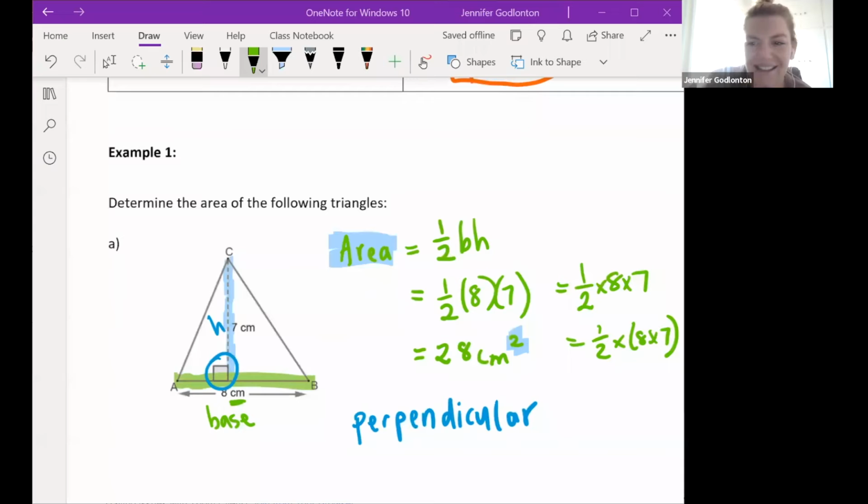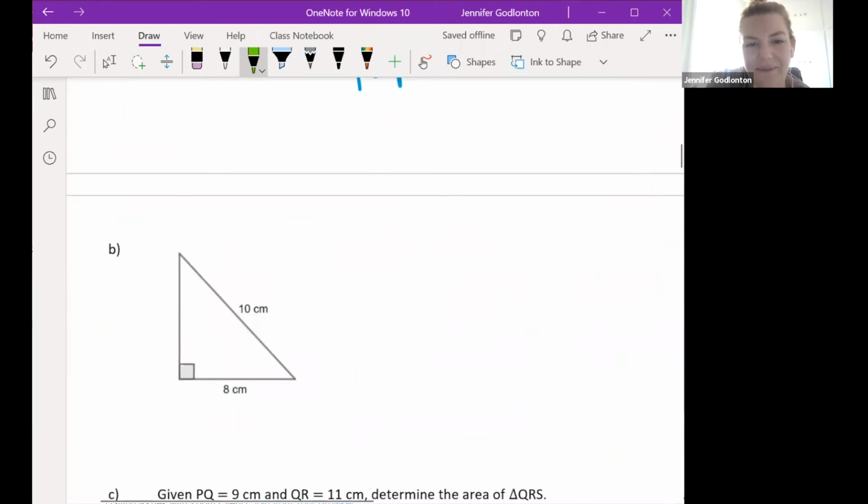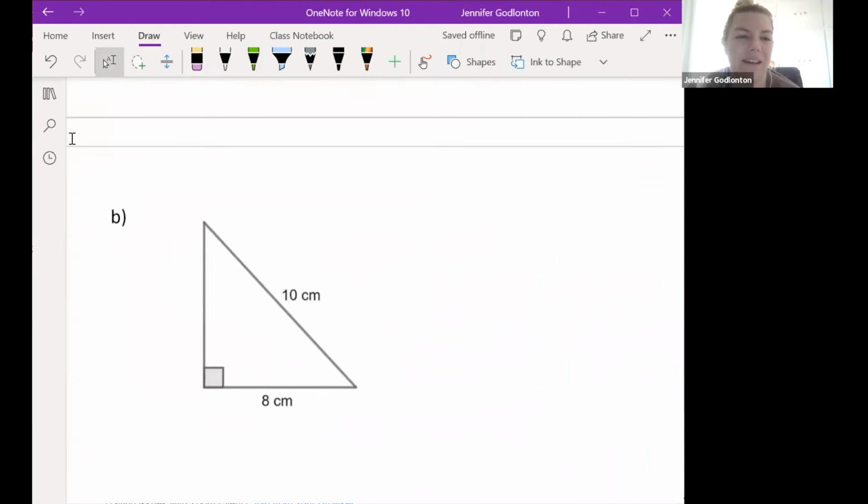All right, example 2, let's go. Okay. I'm not going to help you. I want you to use your brains. I want you to think about something important. Hint, hint, hint, there's a trap here. And then I want you to find the area of this triangle.